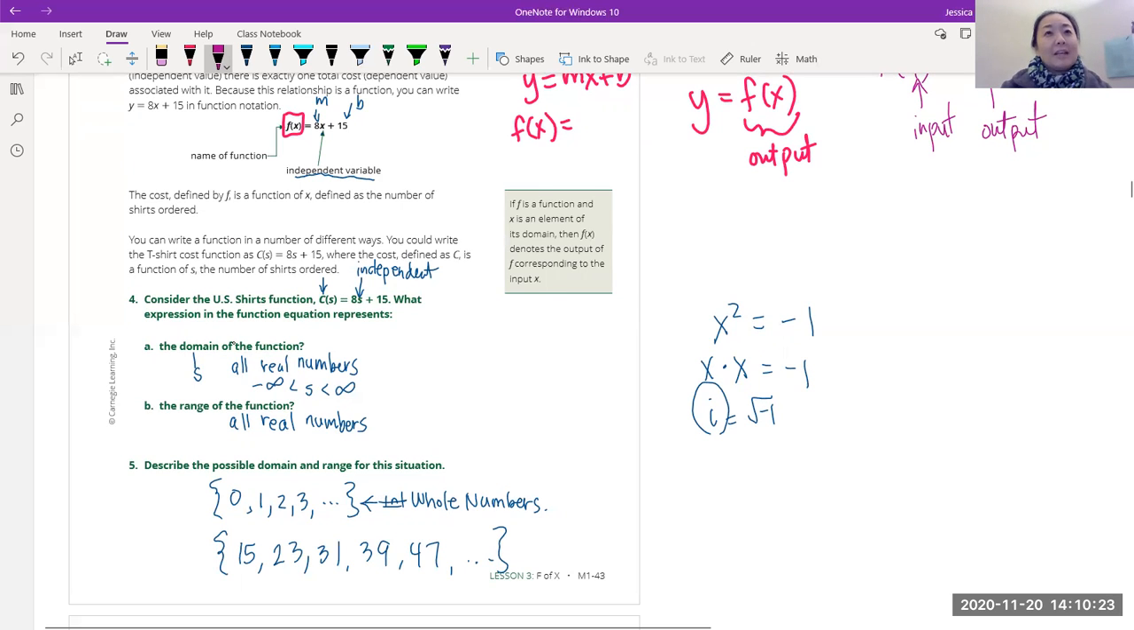I don't know why. So the domain in this case is going to refer to the s's, right? And so what numbers can we put in here? You can put any number here, any negative number, positive number, 0. So what we can say, that's just all real numbers. And we'll talk more about domain on Monday.